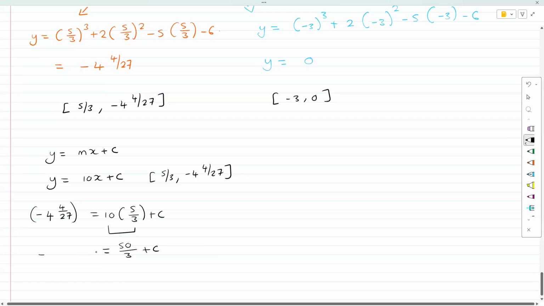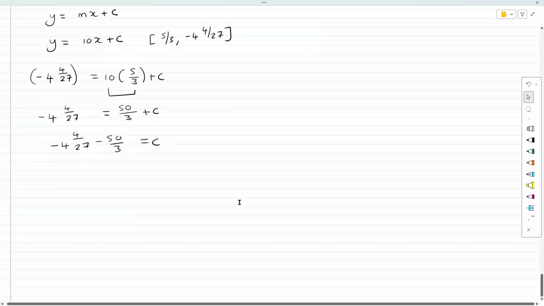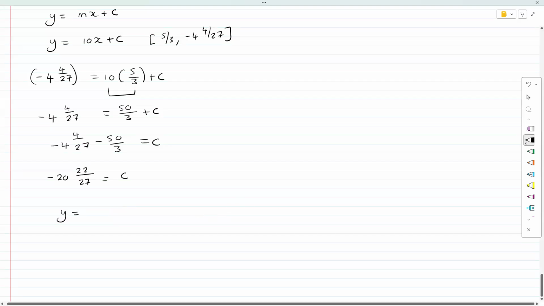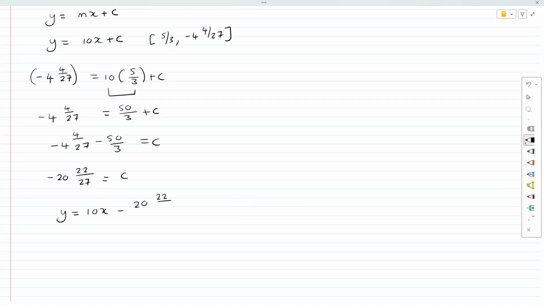I know the fractions might confuse some of you guys, but don't panic too much. Minus 4 and 4 over 27 minus 50 over 3 equals c. And our final answer for c is equal to minus 20 and 22 over 27. Now, if it was not fractions, you guys would not panic, so don't stress too much. Just calculate it normal. y equals 10x minus 20 and 22 over 27.